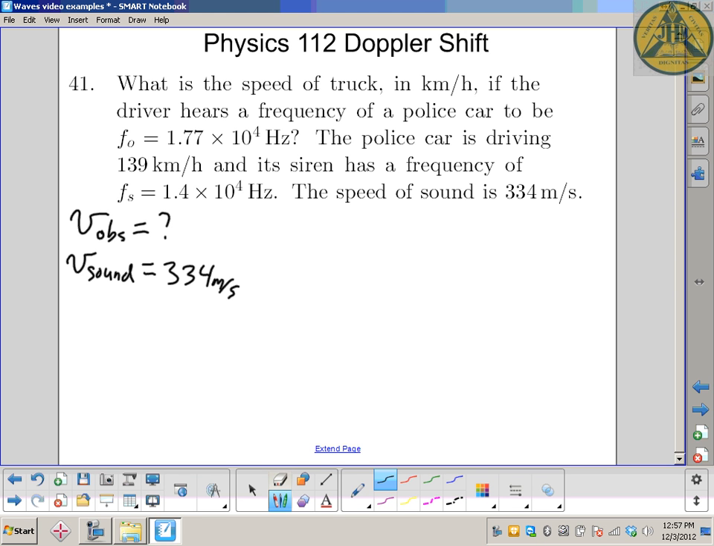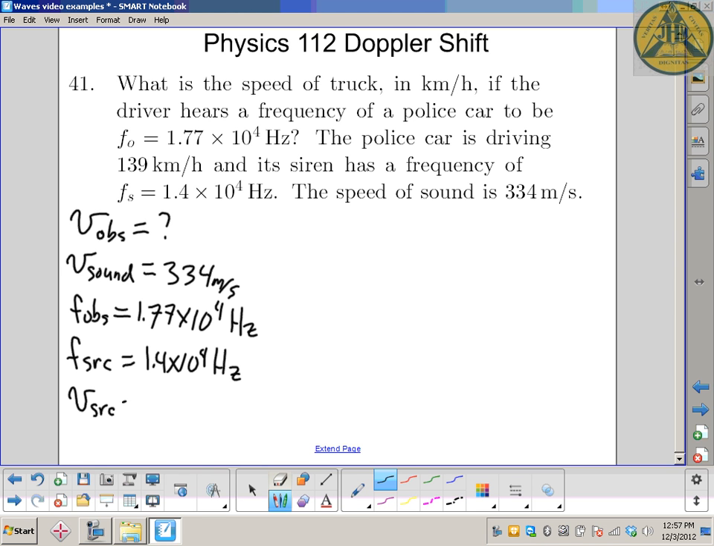The observed frequency is 1.77 times 10 to the 4 hertz. So that's 17,700 hertz. The emitted frequency, the frequency of the source, is 1.4 times 10 to the 4 hertz. And the last thing is how fast the source is moving, 139 kilometers an hour. All right. So lots of little business to take care of first before we get into the big problem.